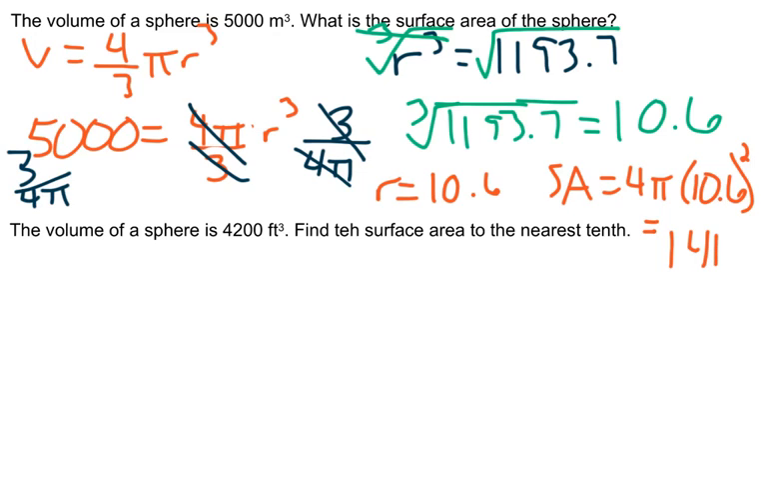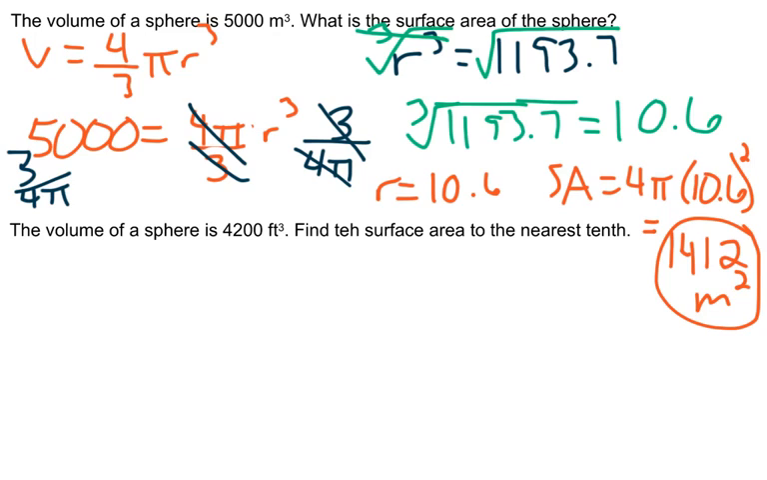1,412. That's a 2. That's a horrible 2. There goes a better 2. And that's going to be meters squared since it's surface area. So, sorry, I should have provided more room for myself, but oh well.